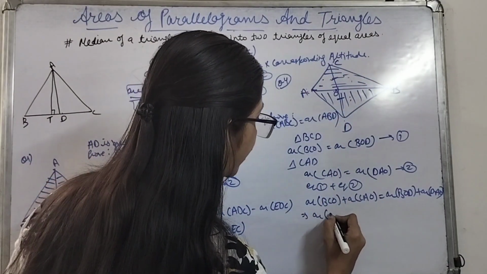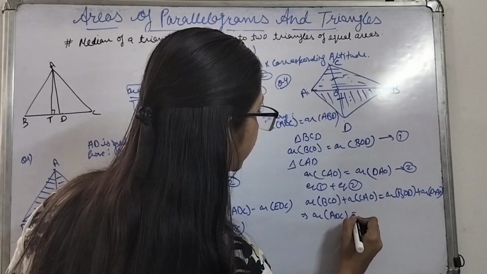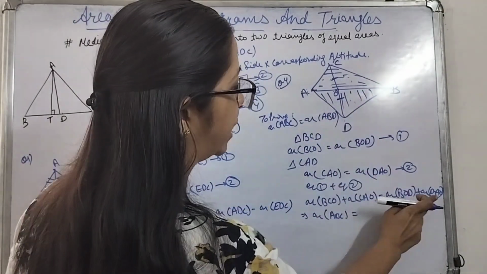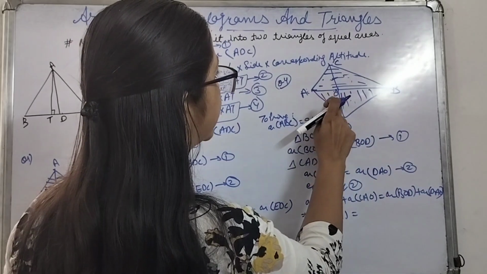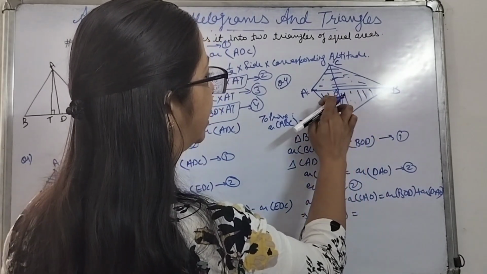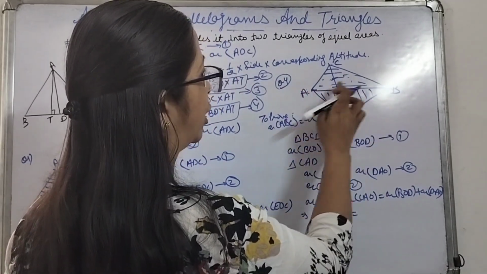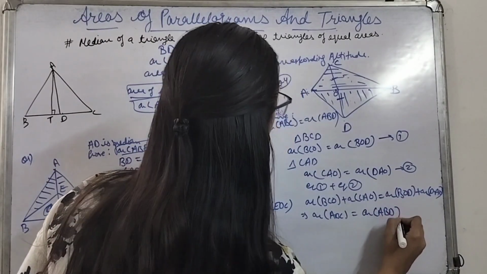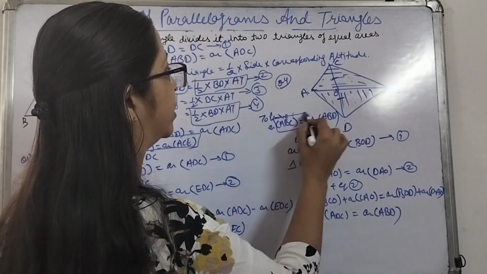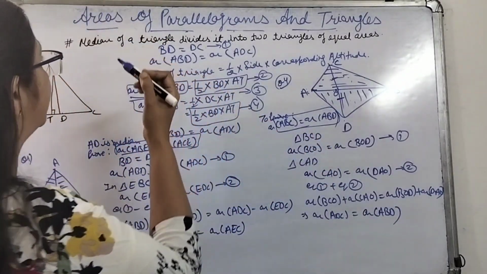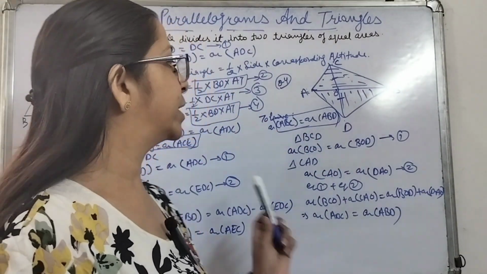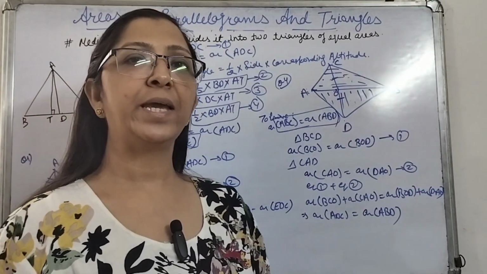Therefore, area of triangle ABC is equivalent to BOD, this area, plus DAO, this area. If this area plus this area we add, we will get area of ABD. It is equivalent to area of ABD. And this was to be proved. So this is how, using the concept of the median of a triangle dividing it into two triangles of equal area, we can solve so many questions of the exercise.